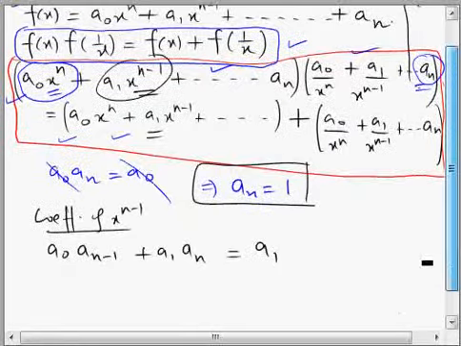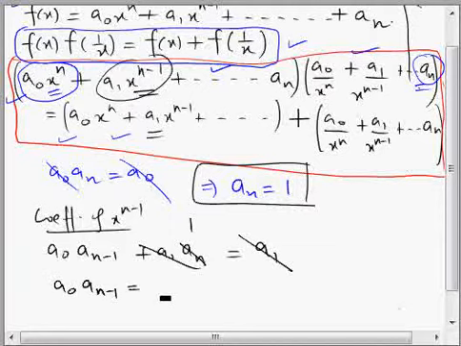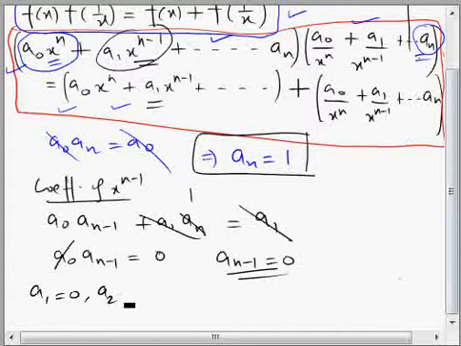Now if I look at this, an is 1, so I replace this equal to 1, and if I replace this equal to 1, then it cancels out with this. So I get a0 an minus 1 equal to 0. a0 cannot be 0 because it is a degree n polynomial, so the coefficient of x to the power n cannot be 0 by definition. So I get an minus 1 equal to 0. If we generalize this, we get a1 equal to 0, and a2, a3, a4, all till an minus 1 equal to 0.